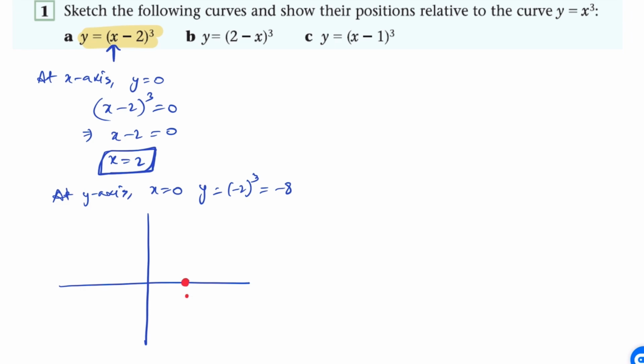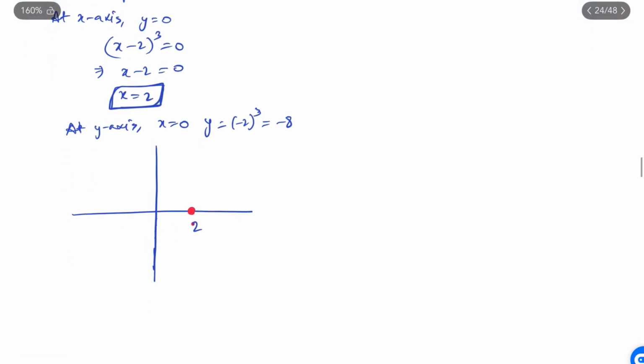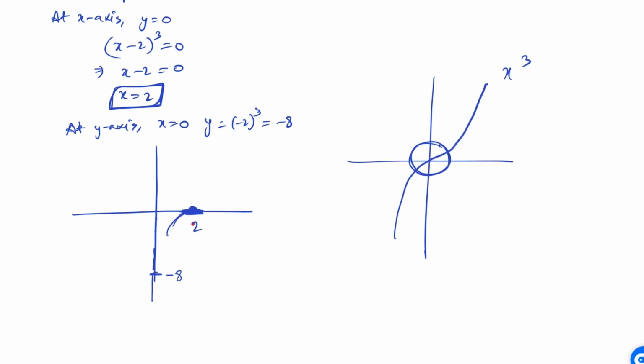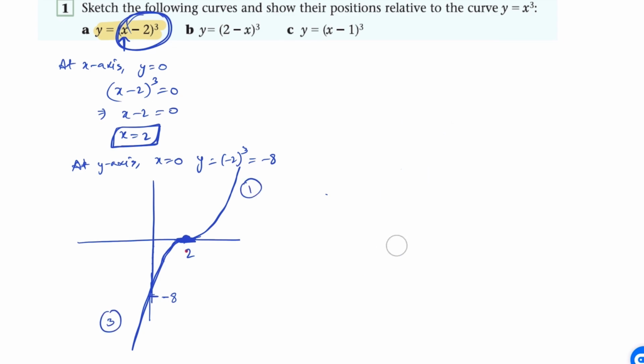At x-axis, we have a cutting point at 2. And at y-axis, we have the cutting point at minus 8. 1, 2, 3, 4, 5, 6. Suppose somewhere over here, like this. So this is the sketch, and since x cube is positive, if I expand this, it will be positive x cube. So the curve will be on the first and third quadrant. Number B is exactly same, just x cube is negative, that's it.